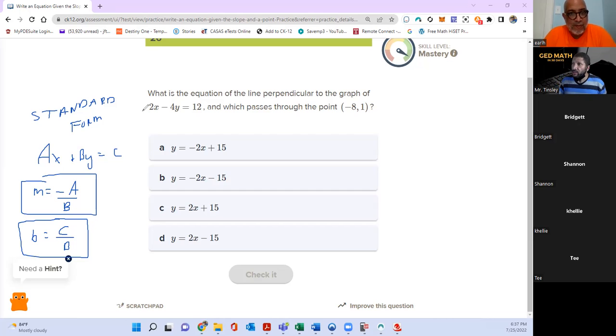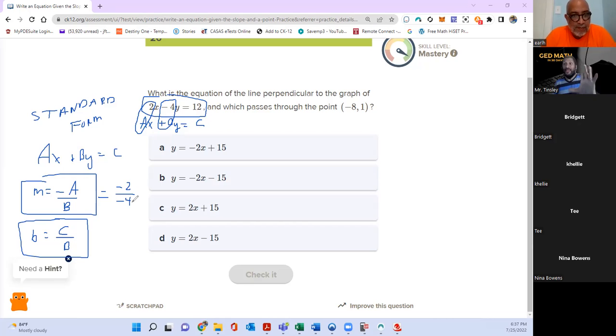So in this equation, AX plus BY equals C, if you notice, A is what? 2. So the opposite of A is -2. B is what? -4. So I can now easily find my slope. The slope of this line is -2 over -4. What does that reduce to?